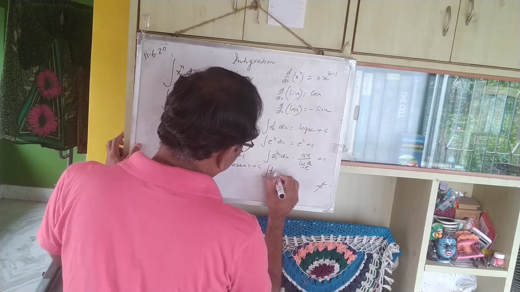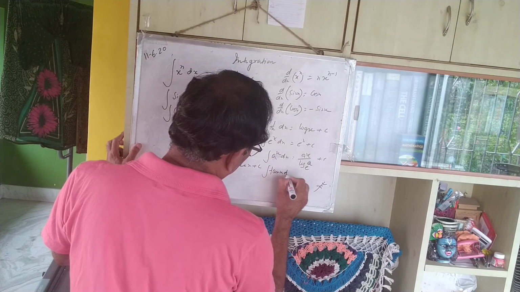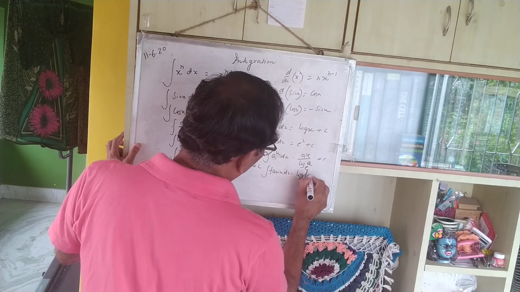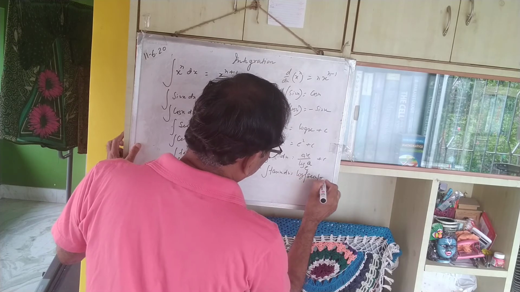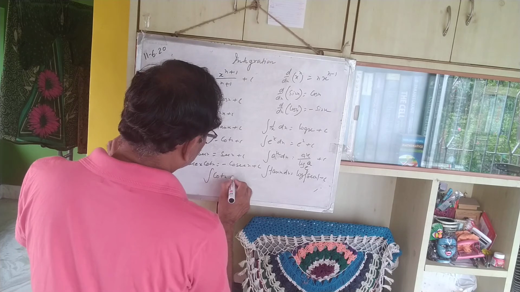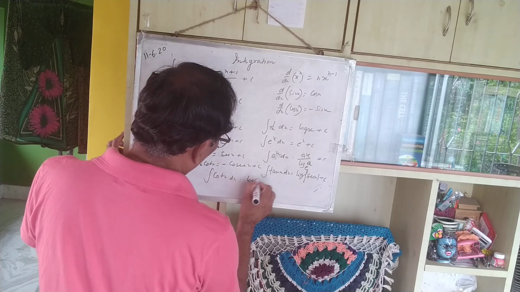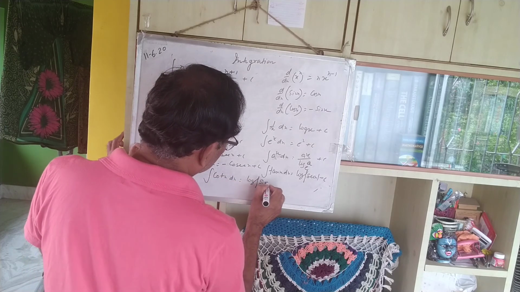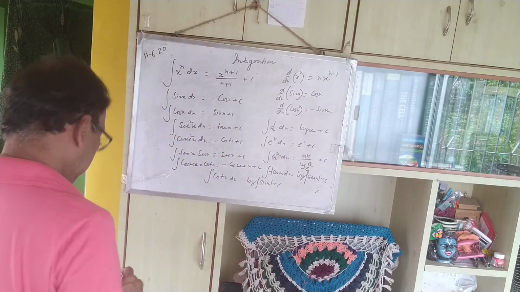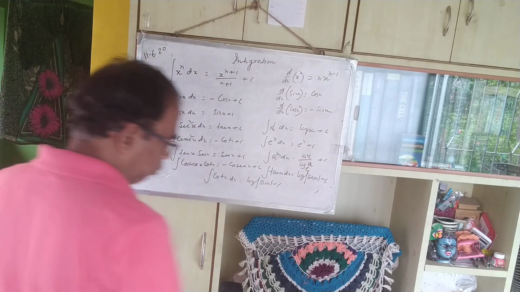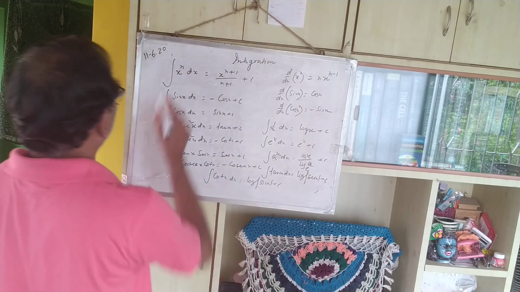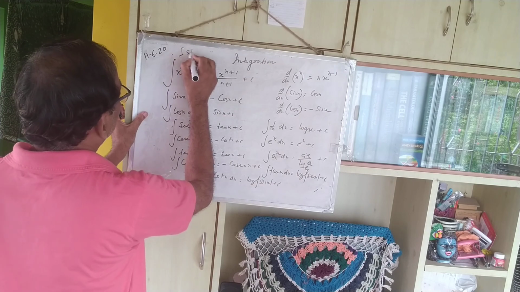Integration of tan x is log of mod of sec x plus c. Integration of cot x dx is log of mod sin x plus c. Now there are a few formulas. First of all, the first part, integration of the first part. This is the first part.